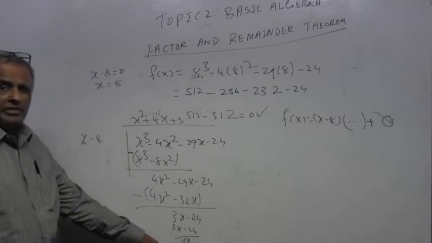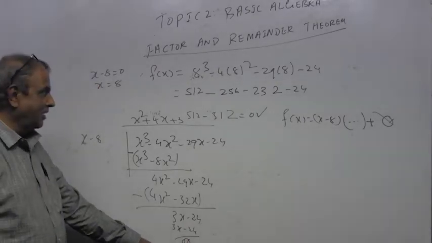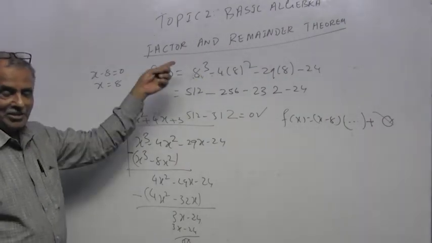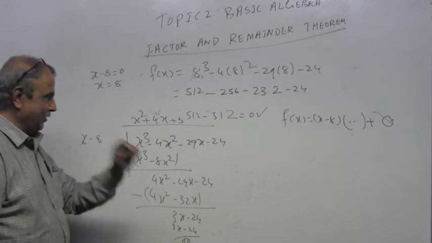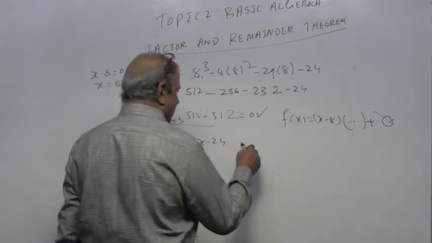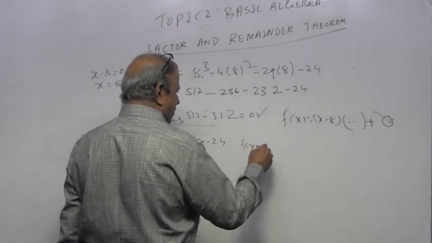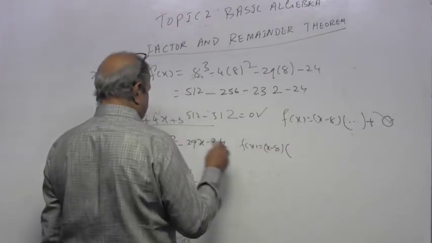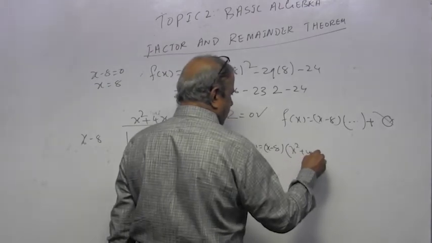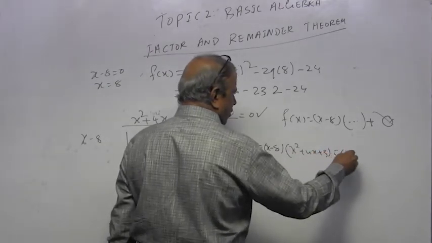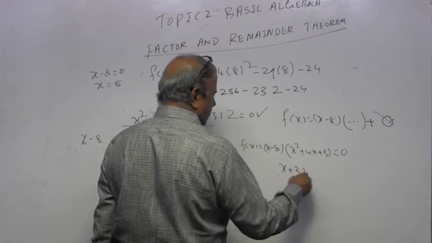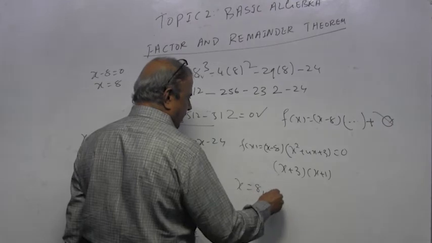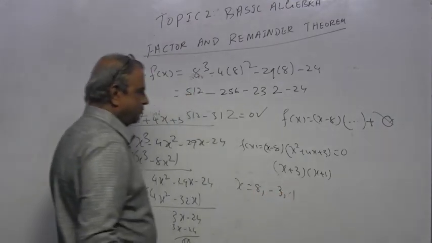See, the remainder should be 0, otherwise you've gone wrong in division. Or I've gone wrong in my calculation. Since my built-in calculator is correct, you will have gone wrong in your division if you don't get a 0. So therefore, I can say f of x equal to x minus 8 times x squared plus 4x plus 3. And you're asked to solve it. So equate it to 0, I get x plus 3 and x plus 1. So your roots are x equal to 8, minus 3 and minus 1.